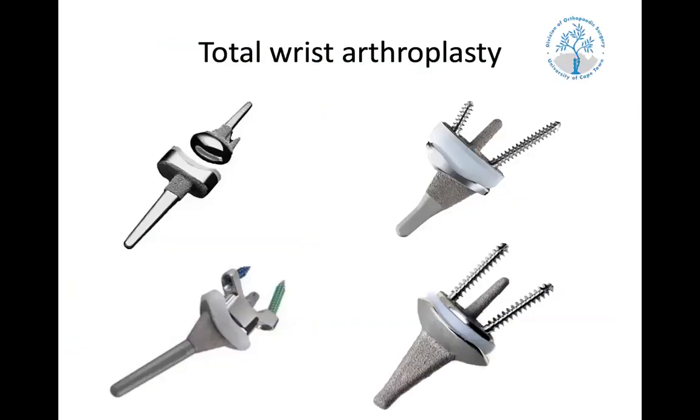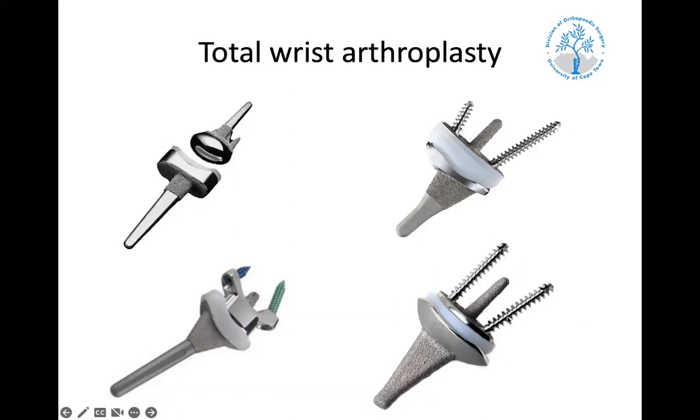Total wrist arthroplasty. There's been many implants out over the years. The two on the left was the Biax and the Maestro. Both of those have actually been taken off the market now because they had bad results in long-term reviews. The one on the top right is Freedom, the third generation, and the bottom right is the fourth generation, which is the only one of these four out on the market at the moment.